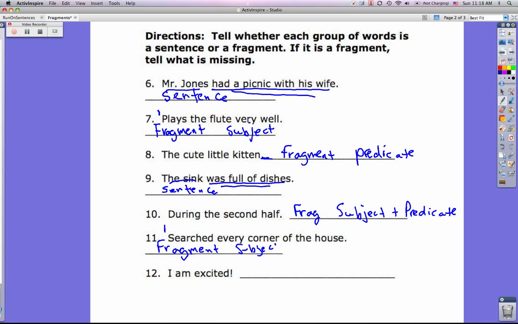And I am excited. Yes, we have I, subject, am excited, predicate. That is a sentence. All right, I hope you learned something. Hope you did well. And that's the end of our sentence fragment lesson.